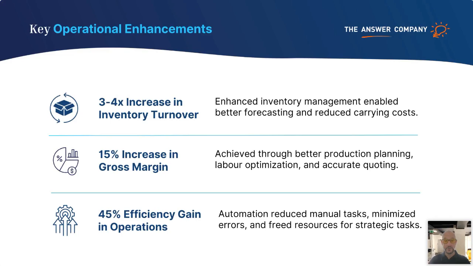15% increase in gross margin. This was achieved through better production planning, labor optimization, and accurate quoting. And a 45% efficiency gain in operations.